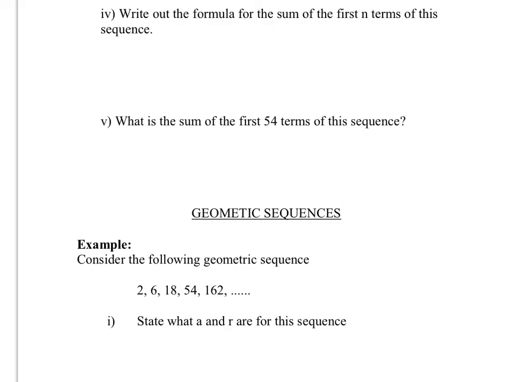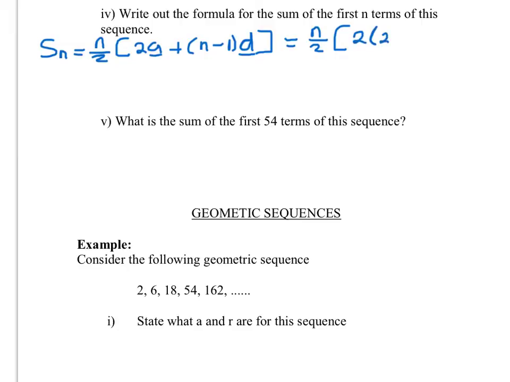Now, part 4 of the question asks us to write out the formula for the sum of the first n terms of the sequence. Now for an arithmetic sequence, we're given the formula for the sum of the first n terms, and the formula looks like this. Sn is equal to n divided by 2 multiplied by 2a plus n minus 1 times d. So we're given that formula in the exam. Now if we put in what we know, the a value, that's 2.7, and we know the d value, that's 3.1. So if we put that in, we'll have that it's equal to n divided by 2 multiplied by twice 2.7 plus n minus 1 times d, and d is 3.1.